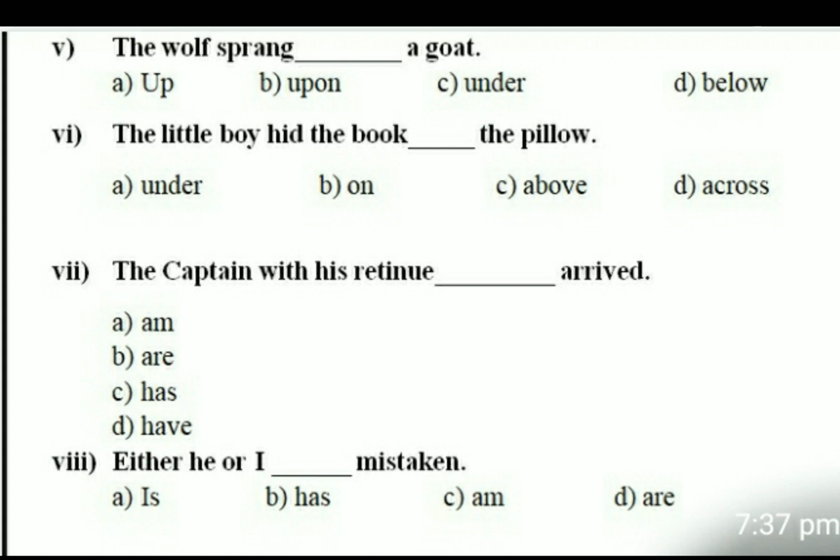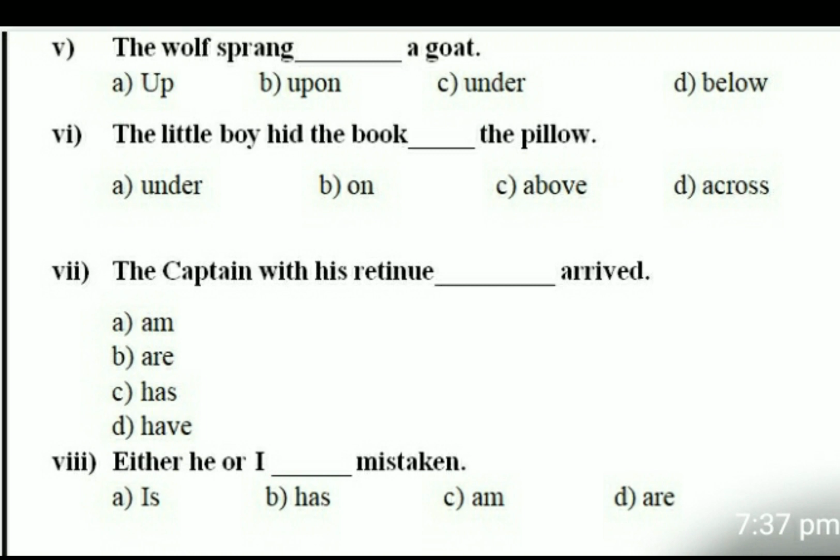Moving ahead to sentence number 8. Either he or I dash mistaken. The options here are is, has, am, and are. And the correct verb would be am. So the sentence would be, either he or I am mistaken.